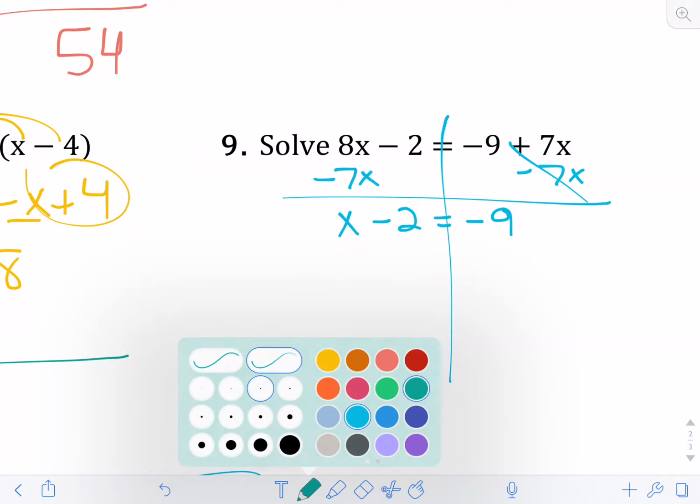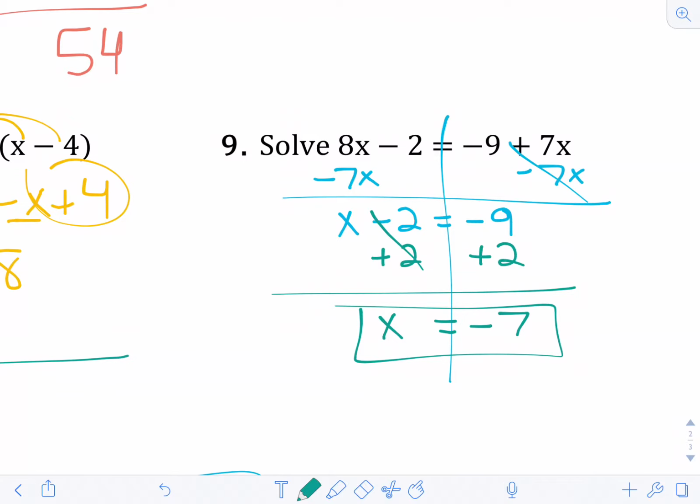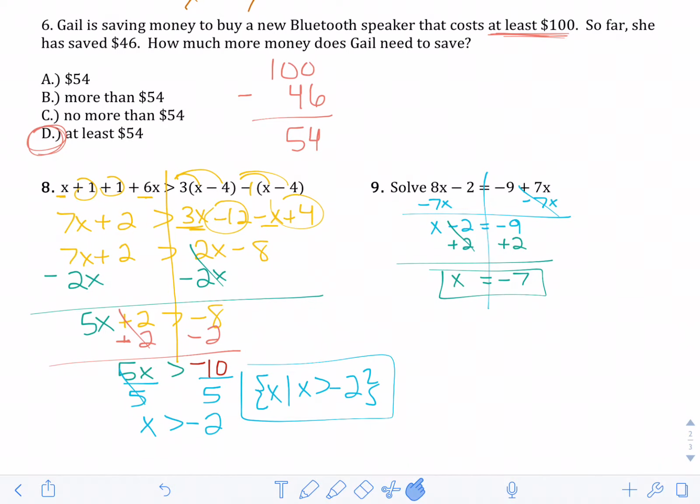Okay, and then to get x by itself, I need to add 2 to both sides, so plus 2, plus 2. Still have my x. Which team's winning? The negatives. How many points are they up by? 7. X is equal to 7. Bloop, bloop. That's it. You're done with that problem.